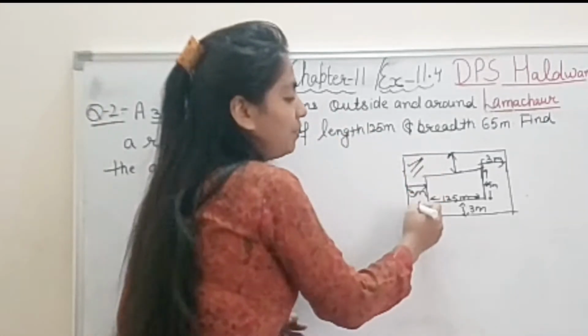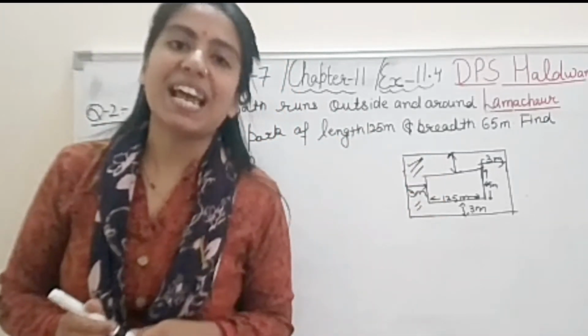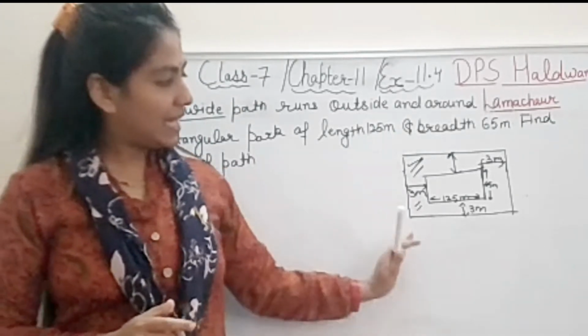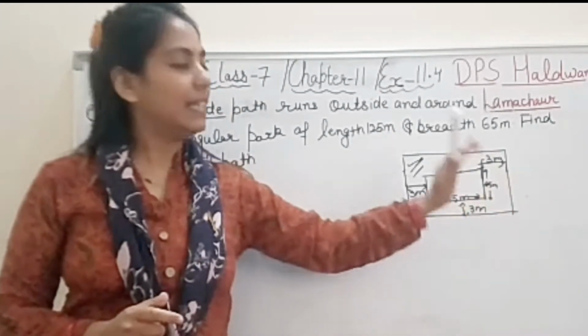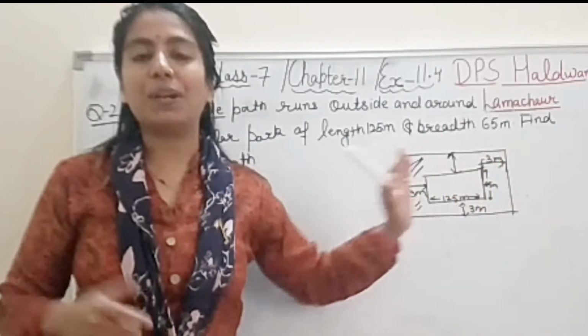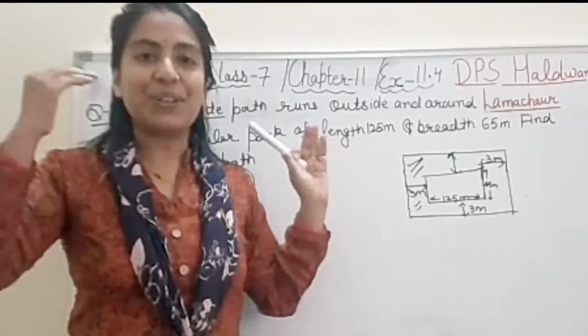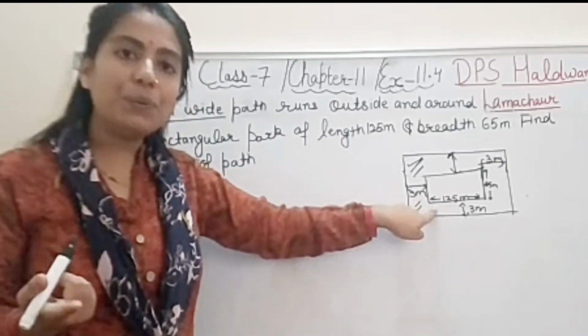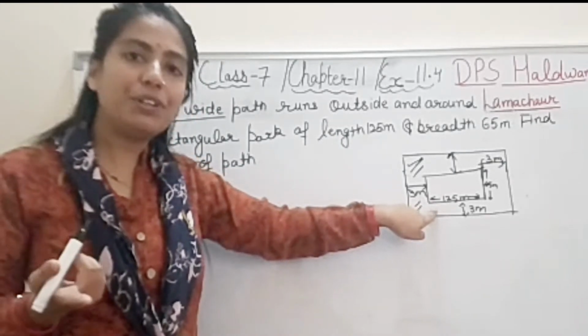So you need to find out this area. Same question as we had in question number 1. How will you find out the area of path? Area of outer path minus area of rectangular park. Right student? So the inside length is given to you. Inside, the rectangular park's length and breadth are given to you.